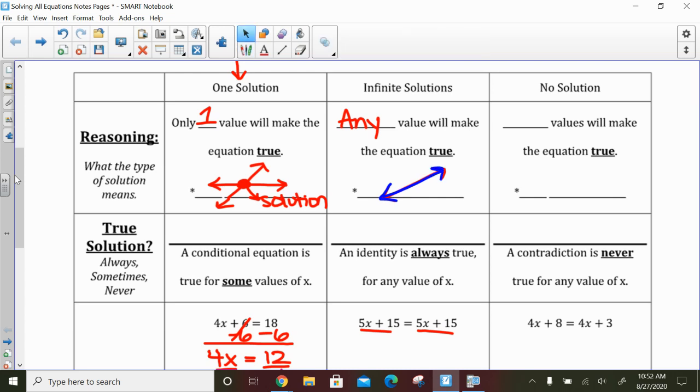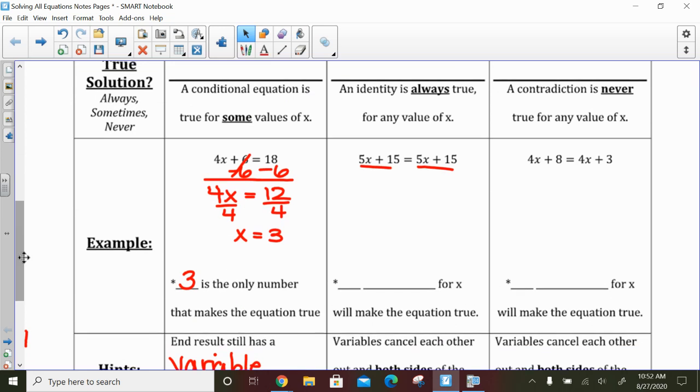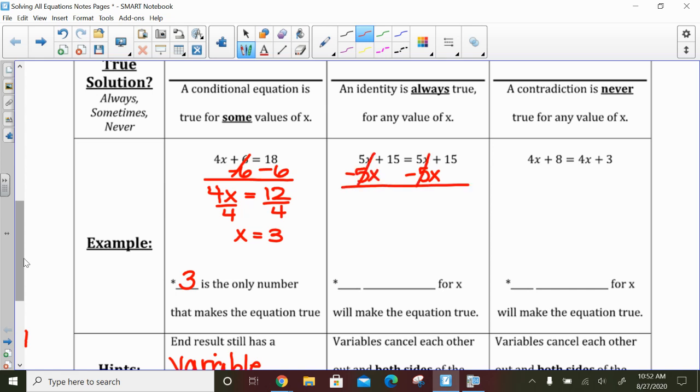Meaning, no matter what number you plug in, you will always get the same value. So if I went to solve it, if you didn't recognize it was the same, I subtract 5x from both sides, those x's go away, and I'm left with 15 equals 15. Does 15 equal 15? It does. That is a true statement, so that means there would be infinitely many solutions.